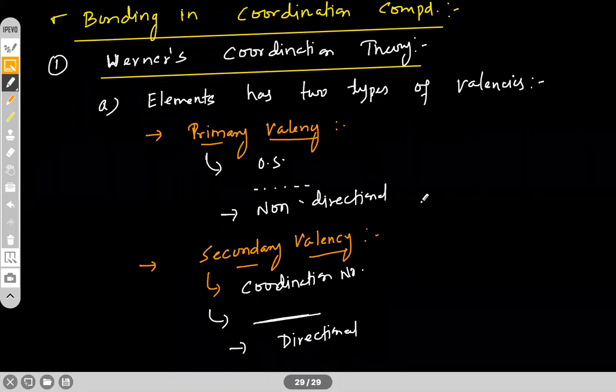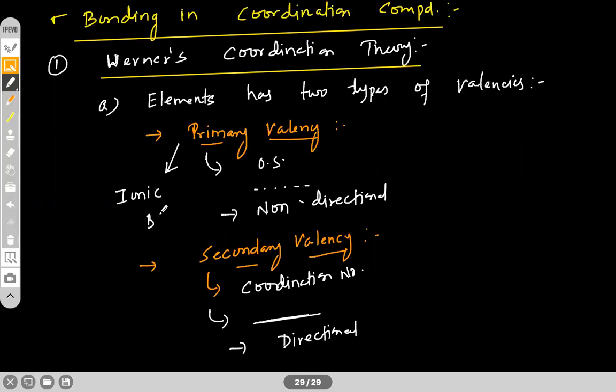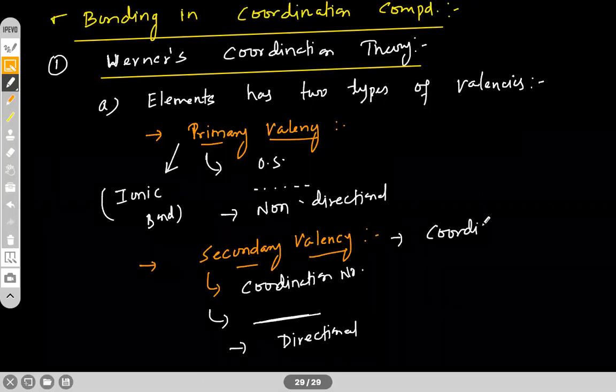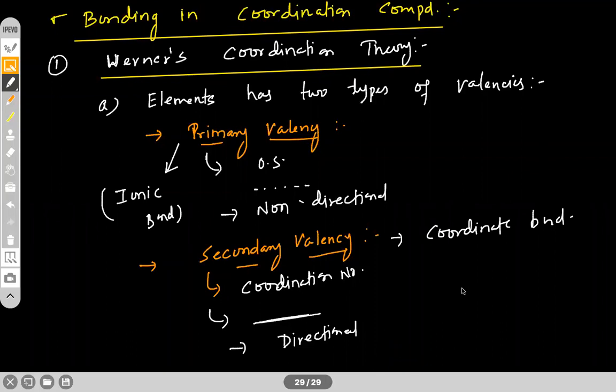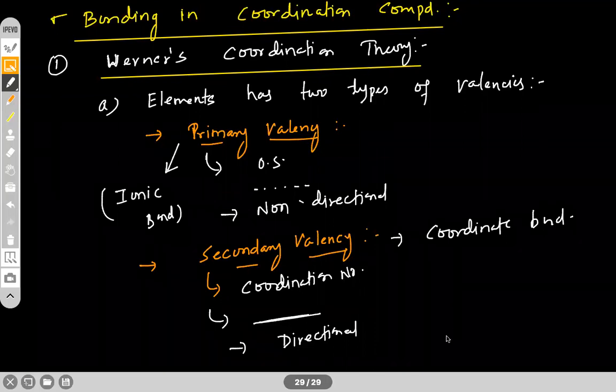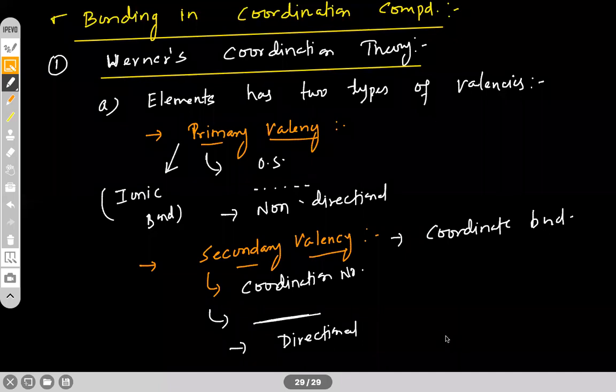One more point here is this primary valency: it is because of the ionic bond. The primary valency means the ions which are involved. We have ionic bond here in primary valency. But in secondary valency, we have coordinate bond. Non-ionizable also, you can say that.